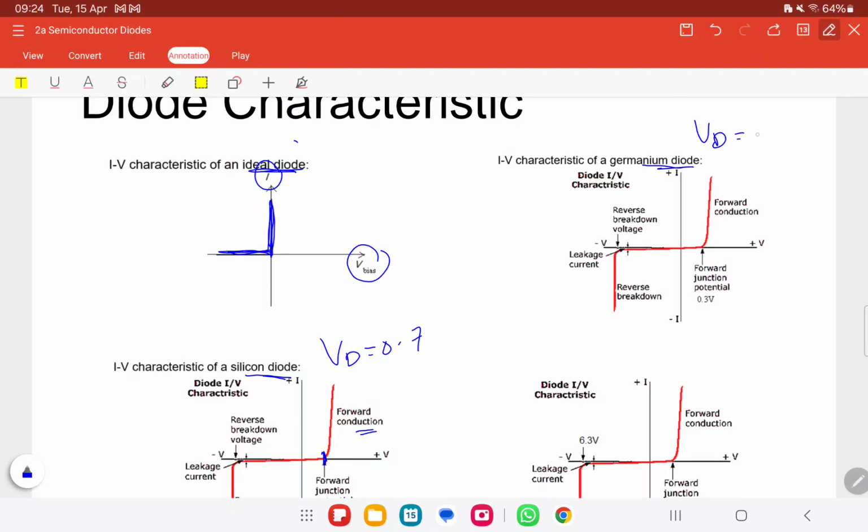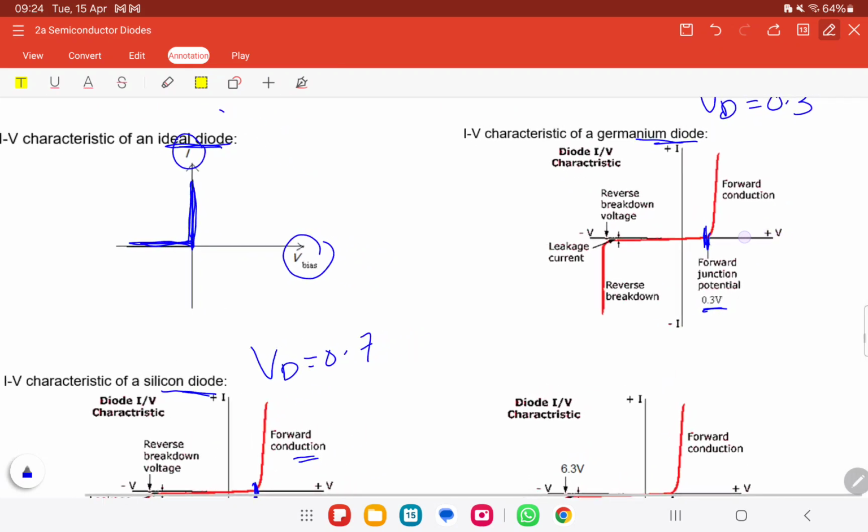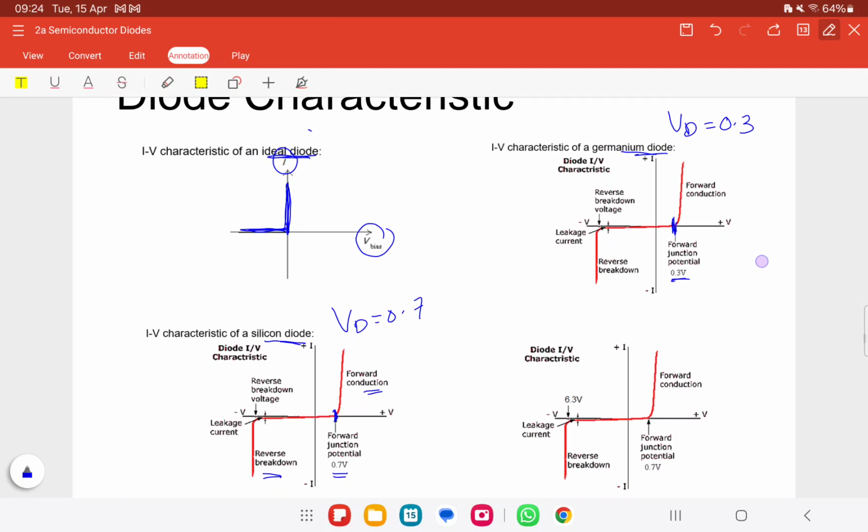Alright. The second one here is germanium. Germanium VD is equals to 0.3, so the cutoff is here at 0.3. The difference in the IV characteristic between silicon and germanium is the cutoff value. It depends on the voltage potential of each component.